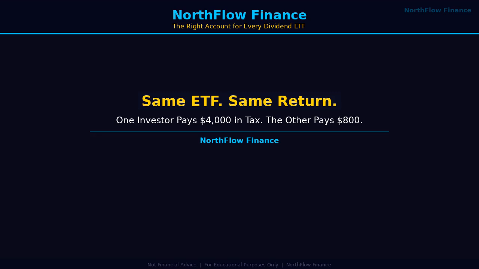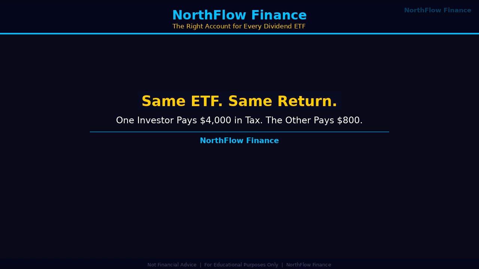Here's a scenario I want you to think about. Two investors. Same age. Same income. Same ETF, let's say VDY, one of Canada's most popular dividend ETFs. Same amount invested. Same holding period. At the end of the year, one investor receives a tax bill of roughly $4,000 on their distributions. The other investor's tax bill for the same distributions is under $800. Same investment. Dramatically different outcome.